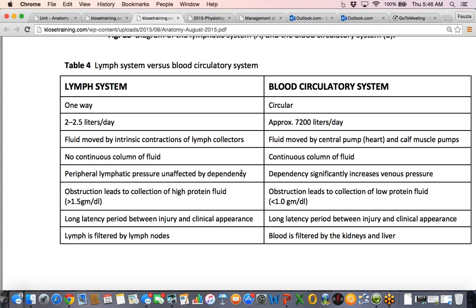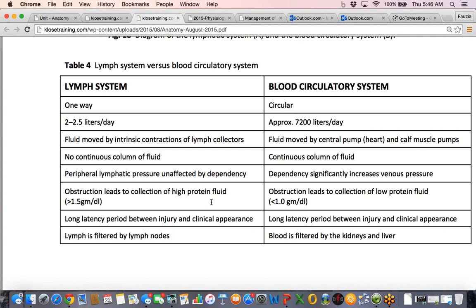The other difference between the two is the peripheral lymphatic pressure. It's unaffected by whether you're standing or lying down. The lymph angions have their own pressure, and they're going to be contracting 6 to 10 times per minute, regardless of whether you're standing or sitting. Whereas the blood circulation is very different if you're lying down or standing up. When we're standing up, the venous pressure goes down significantly, and we need to use, again, our calf muscle pumps to help bring that pressure back.